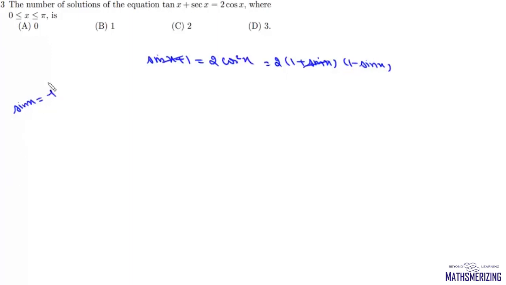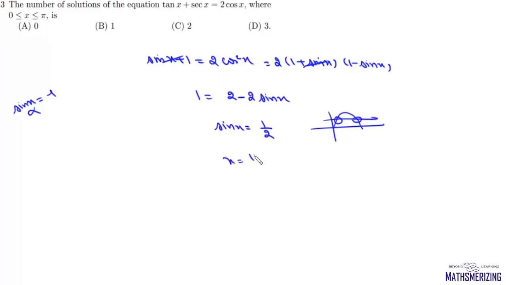Now in between 0 to pi, sin x cannot be minus 1, and also wherever sin x is minus 1, tan x won't be defined. So these points won't be in the domain of this equation. So now what we are left with is 1 equals 2 minus 2 sine x, or the value of sine x is 1 by 2. Now the number of solutions of this equation in 0 to pi will be simply 2, and they will be pi by 6 and 5 pi by 6, and that's your option C.